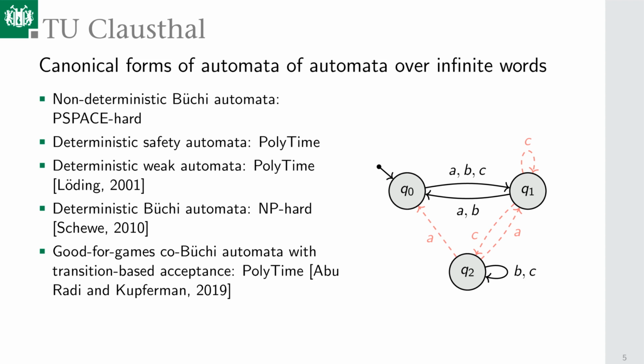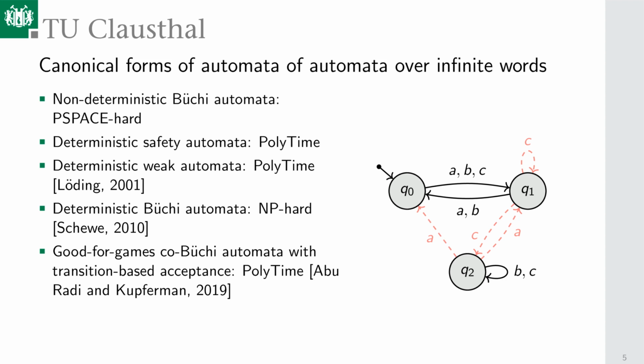When considering the possible runs of the automaton when following this strategy, we can see that the automaton accepts a word with a strategy for resolving non-determinism if and only if there exists some accepting run for the automaton. Hence, this automaton is good for games.